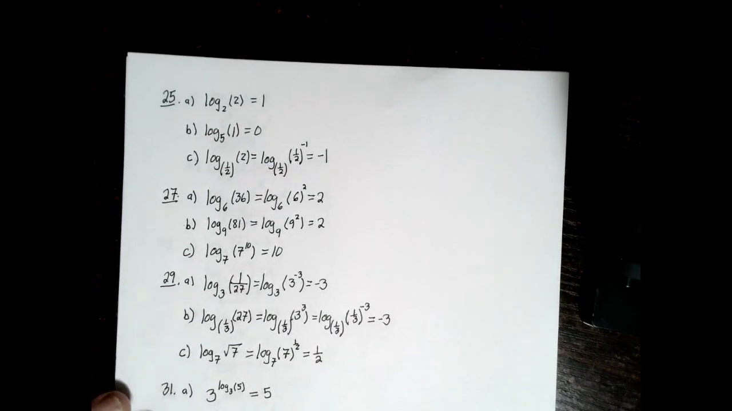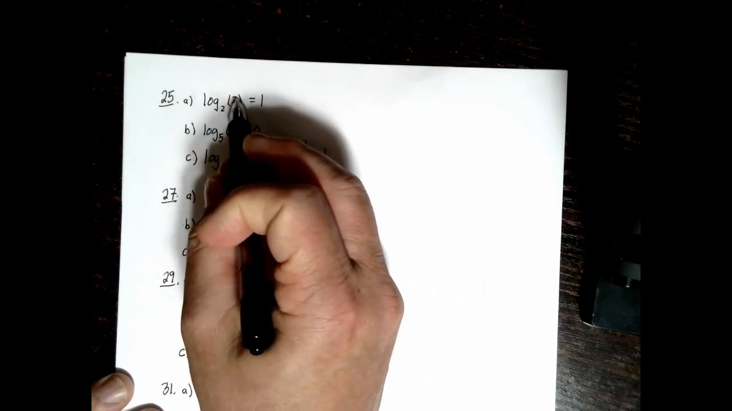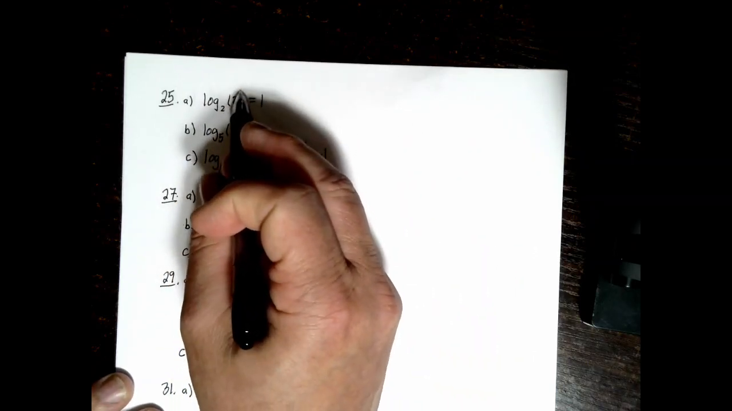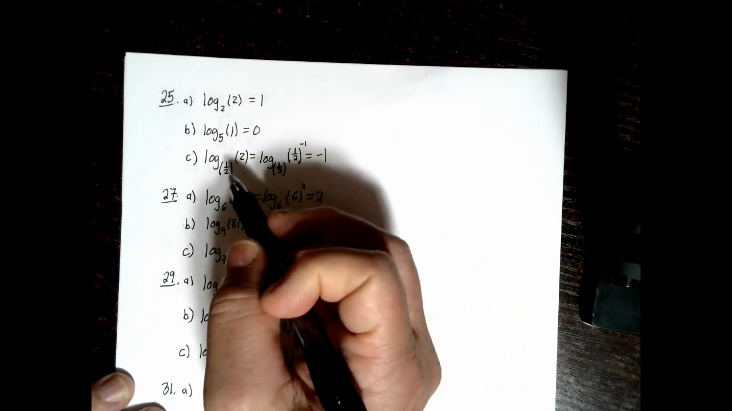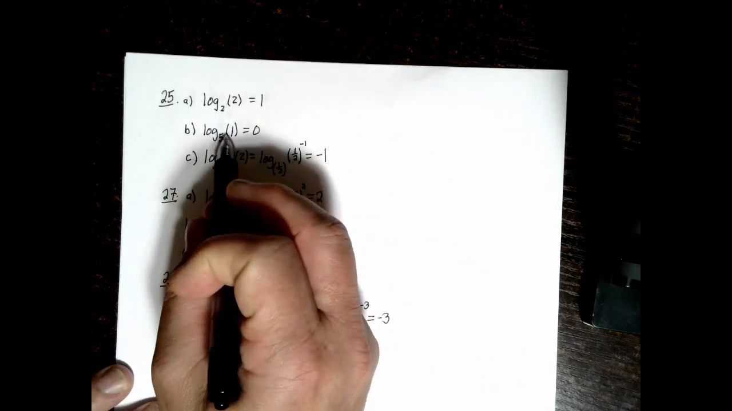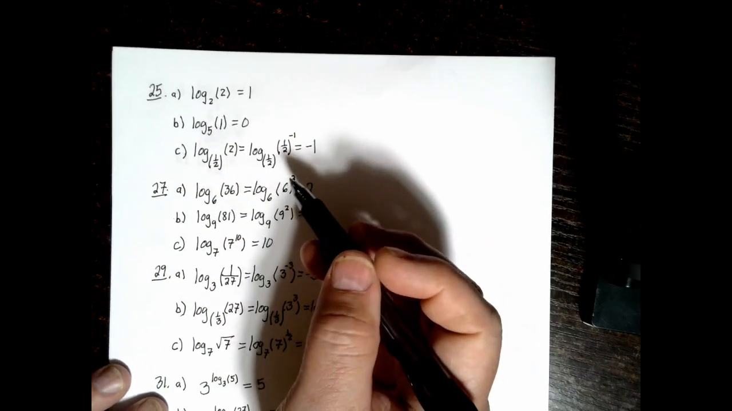And 25. They ask you to figure out what this is. Log base 2 of 2. Well, the answer is 1 because the exponent is your answer. When these two match, the answer is whatever your exponent is. And then log base 5 of 1. Log base anything of 1 always equals 0.